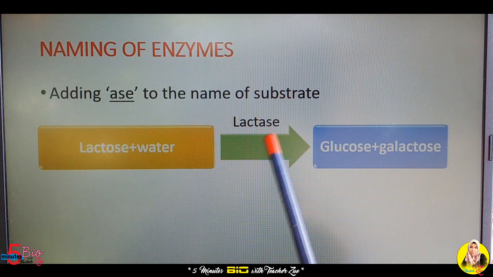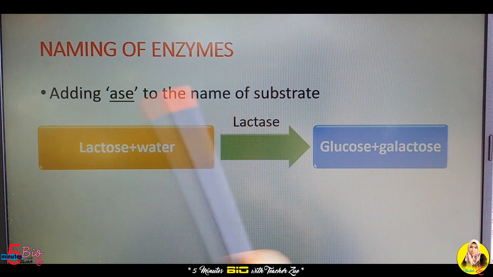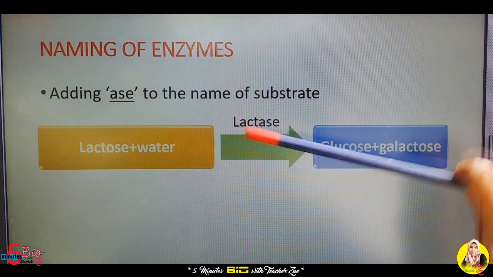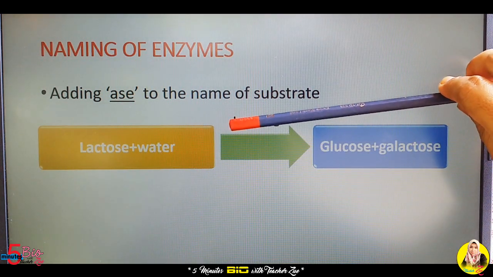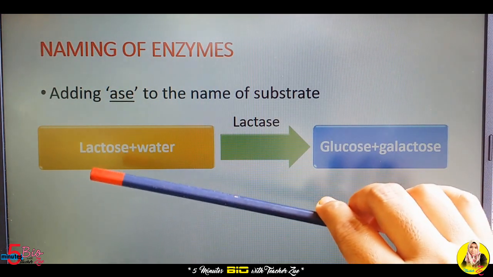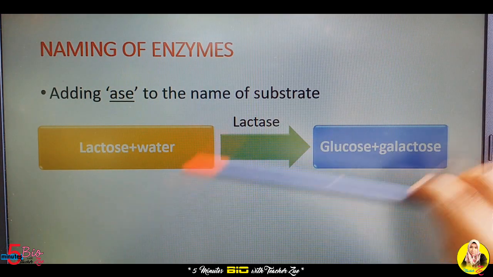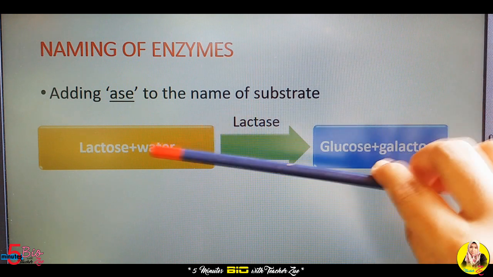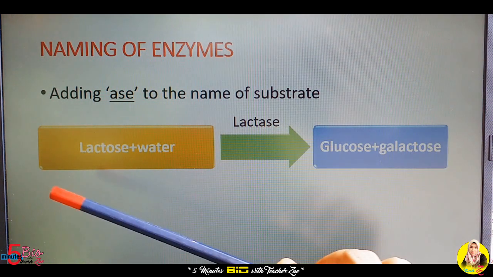So why do we need lactase here? To speed up the process. If there is no lactase, okay, the process can occur, but it's very slow. When lactase is present here, the process will become faster.